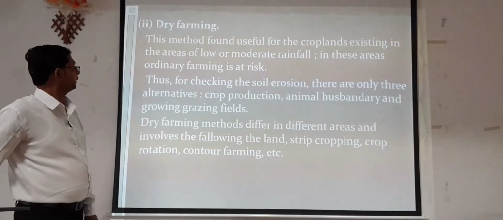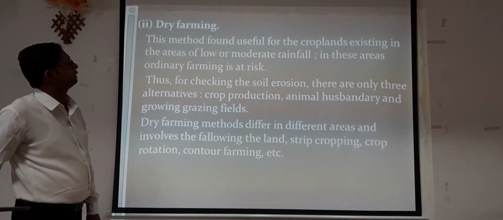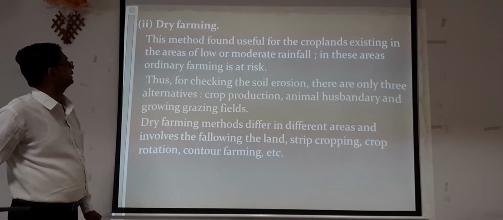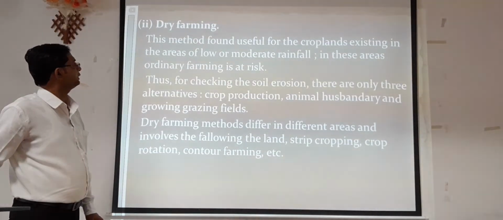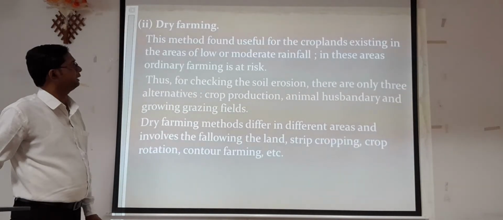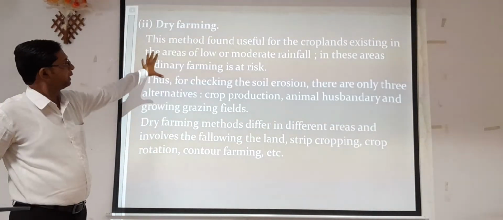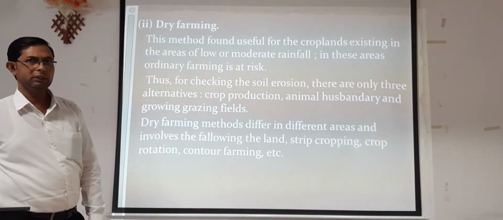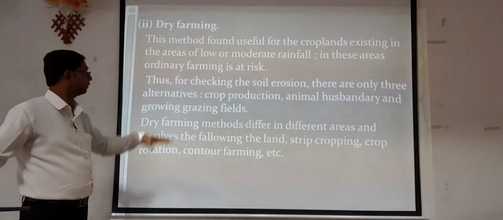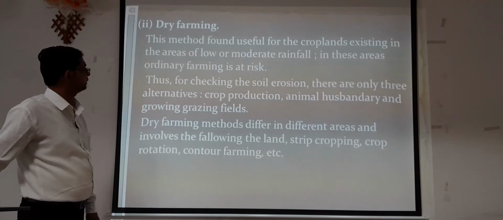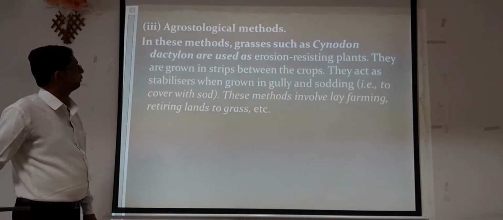Now what is dry farming? This method is useful for croplands existing in areas of low or moderate rainfall. In this area ordinary farming is at risk. Anyway, but this is the most important thing. Where the dry area is there, the rainfall is very low, and in that particular region we can do this particular dry farming.